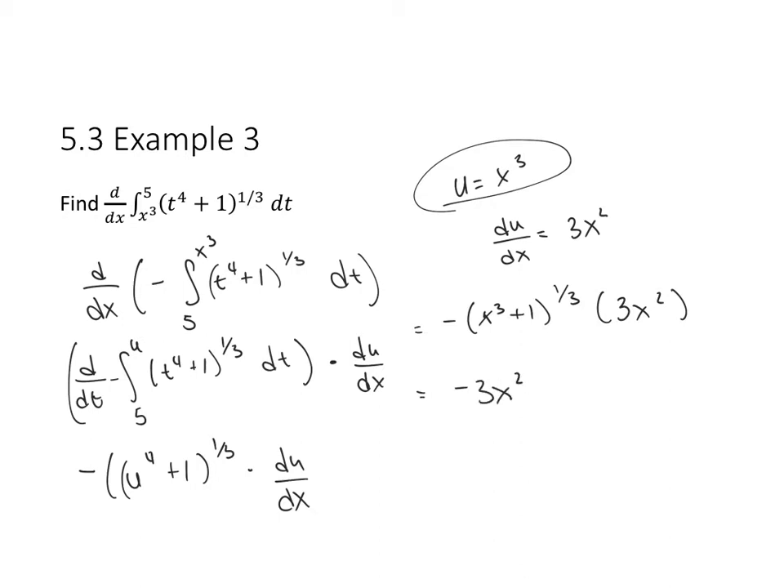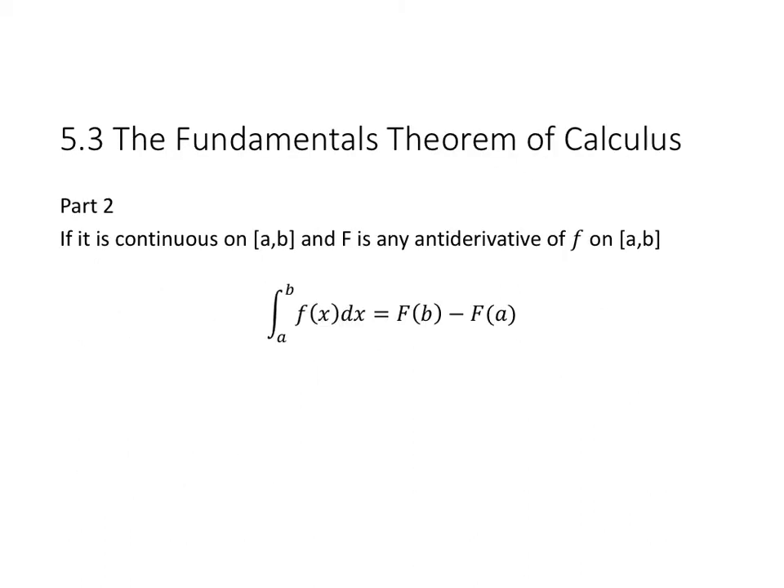Negative 3x squared times (x cubed plus 1) to the 1/3. So now we're at the second part of the fundamental theorem of calculus. This is the one we use more often. The other one kind of lets us do stuff, but this one is used all the time.